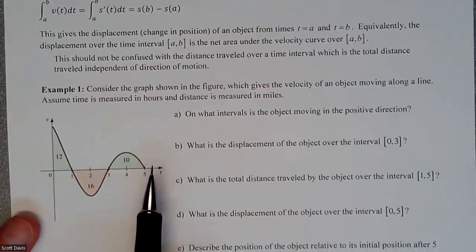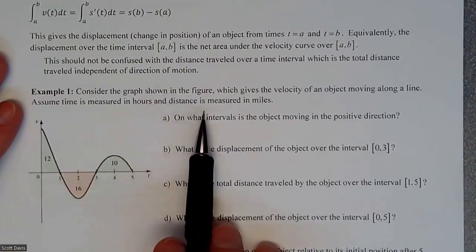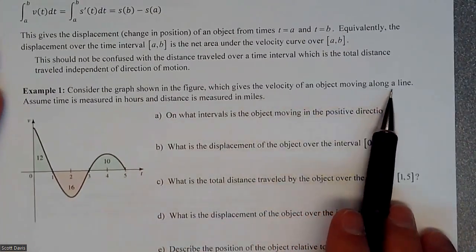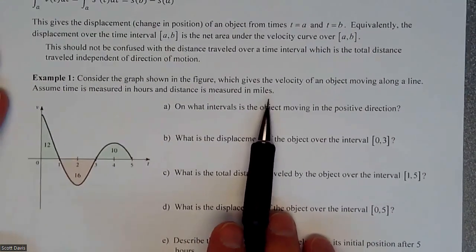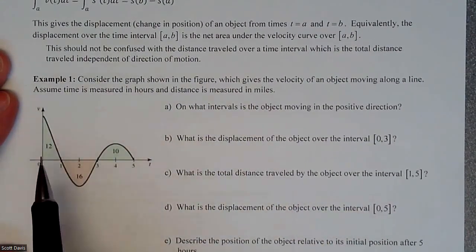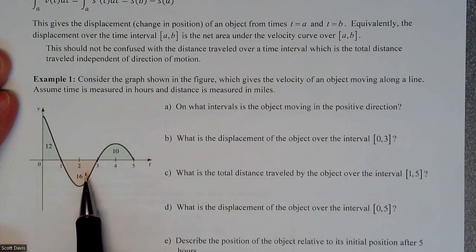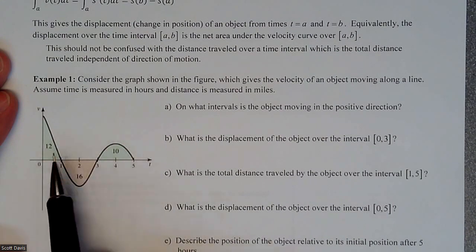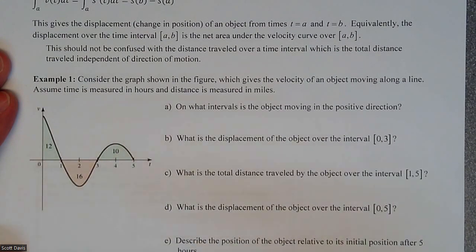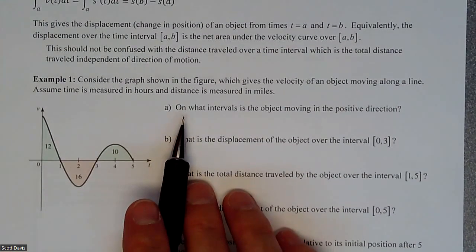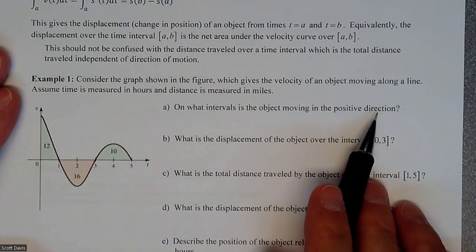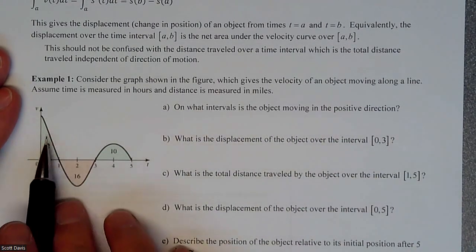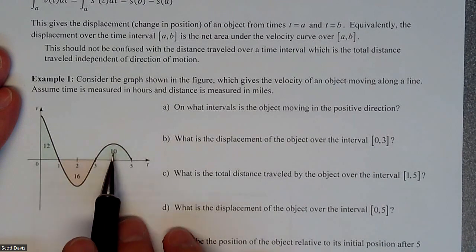So for example, it says, consider the graph shown in the figure, which gives the velocity of an object moving along a line. Assume time is measured in hours and distance is measured in miles. So we have this positive velocity transitioning to negative velocity, transitioning to positive velocity, and these values are representing the areas under each of the sections. So on what intervals is the object moving in the positive direction? Positive direction is going to be represented with positive values.